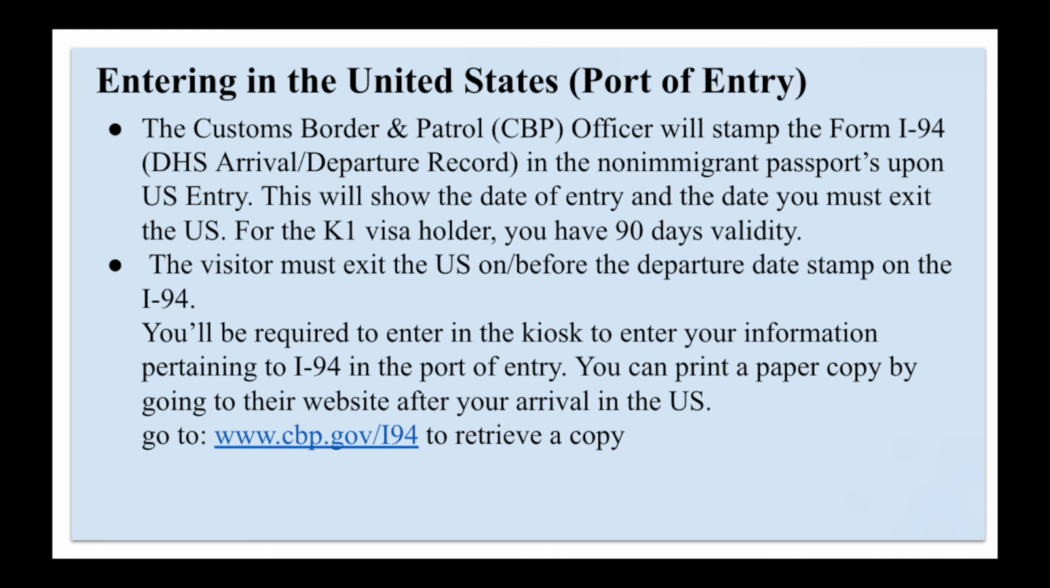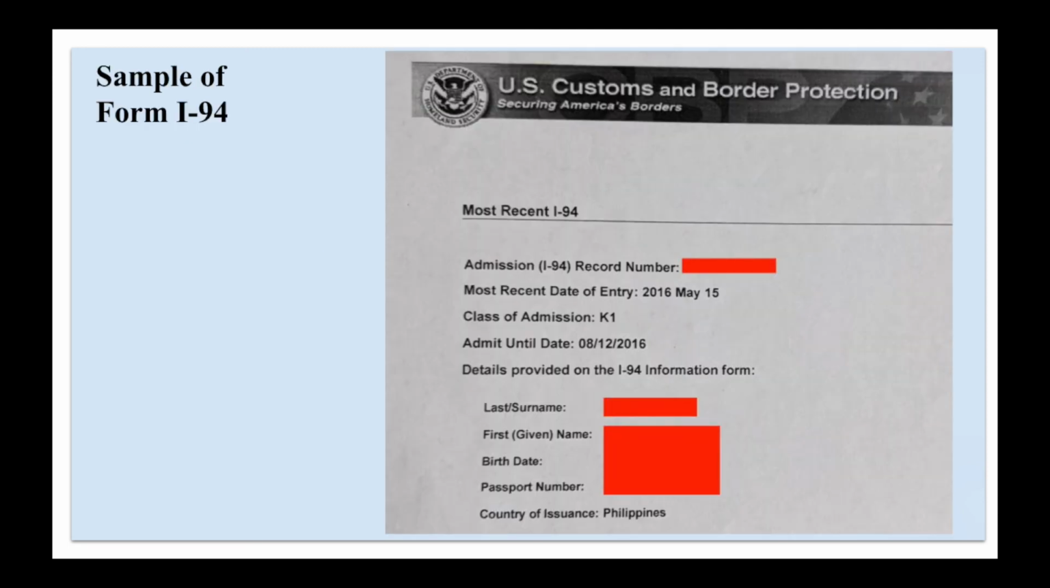You will be required to use the kiosk to enter your information pertaining to I-94 at the port of entry. You can print a paper copy by going to their website after your arrival in the United States. Go to www.cbp.gov/I-94 to retrieve a copy. Your port of entry, by the way, is the airport where you landed. This is what the I-94 looks like. It shows the admission record number and your information.